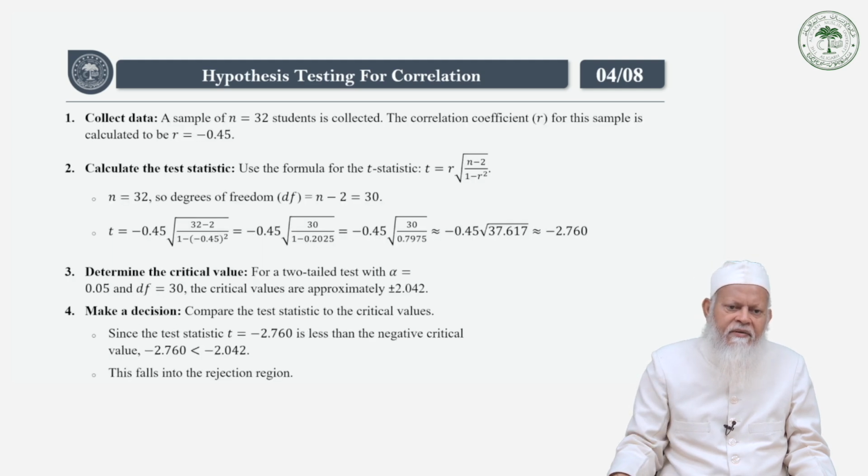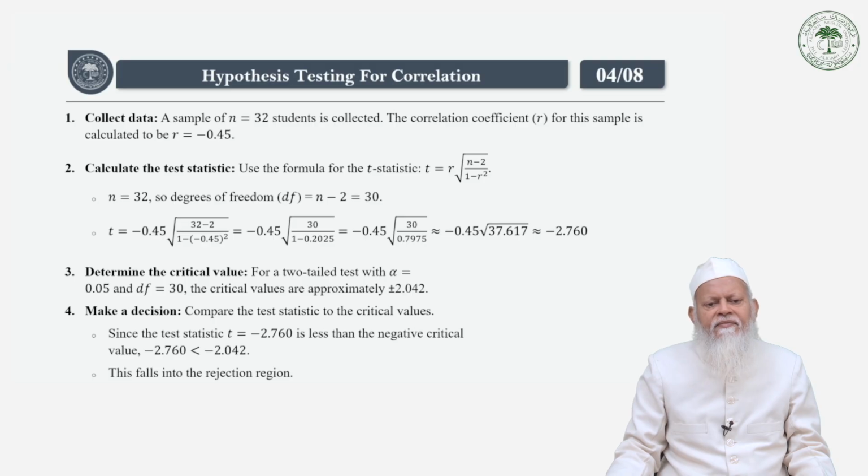Then we proceed ahead. We collect the data. We have taken the data of 32 students. So here n is equal to 32. And the correlation coefficient for the sample is calculated to be r is equal to minus 0.45. Based on this, we shall be calculating the t statistic. We calculate the test statistic.